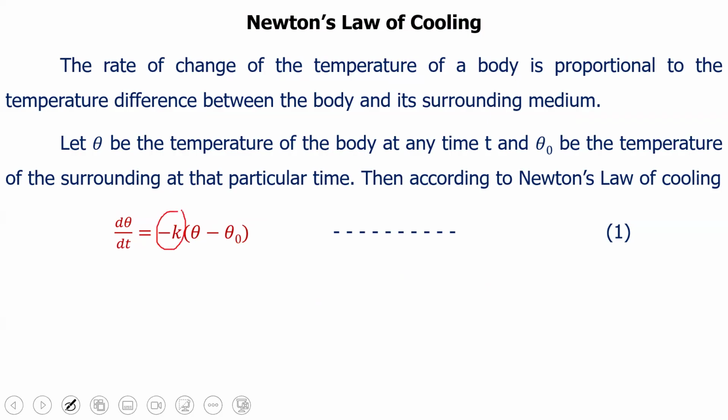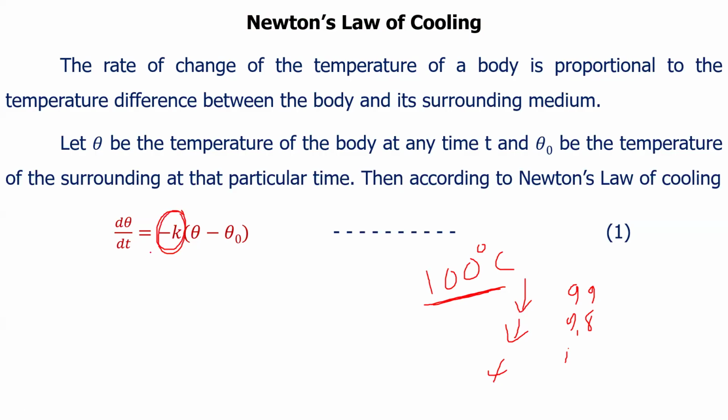So, why have we written minus k? Because when the time increases, suppose there is water which is boiled up to 100 degrees centigrade. Now if this water is cooled down, then definitely its temperature will decrease. It may be 99 degrees, then 98 degrees, and so on. So what we can say is that when the time increases, the temperature of the body will decrease. Therefore the minus sign appears over here.